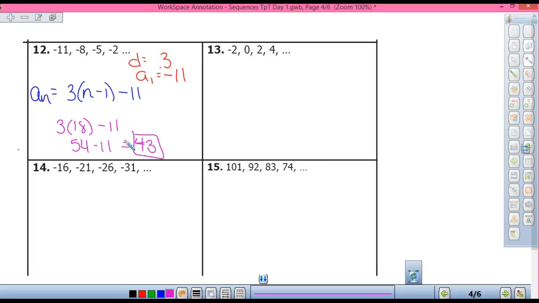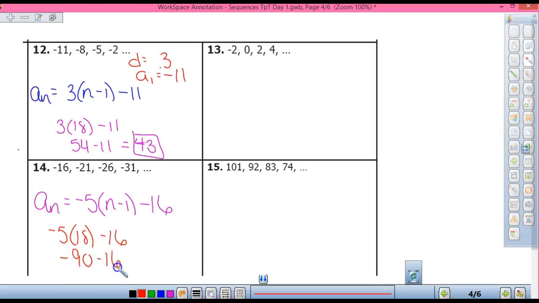Okay. Everybody, I want everybody to do number 14. Okay, so we've got a sub n equals, what's my common difference? Negative 5. What goes in my parentheses? N minus 1. And my first term? Minus 16. So negative 5 times 18, because we're still trying to find our 19th term, minus 16. So negative 5 times 18 was? Negative 90. Minus 16 gave us negative 106. Okay, those two that did 13, that's totally okay. You got 34, that means you did it right. I'm not super concerned about you.